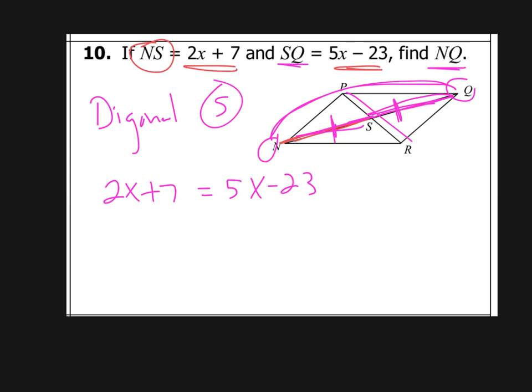But we're a little ahead of ourselves. I'm going to subtract 2x, add 23 to both sides. If you feel comfortable doing that in one step, go ahead. If you want to do it in 2 steps, do it in 2.